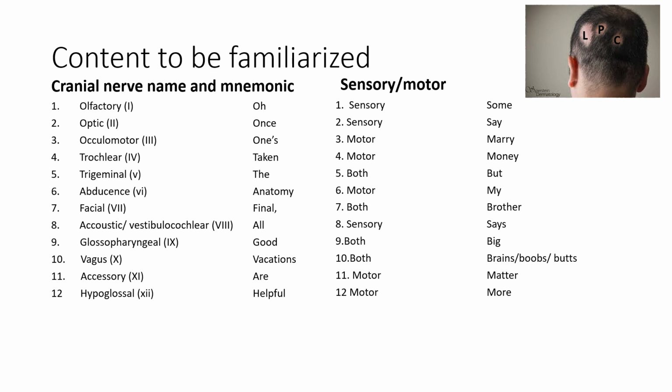So there's various mnemonics that we can use to remember these, and I've given you one of such. So this one reads, oh, once taken the anatomy final, all good vacations are helpful. You can use your own mnemonic to help you remember, especially since if you notice the first 3 cranial nerves all start with the letter O.